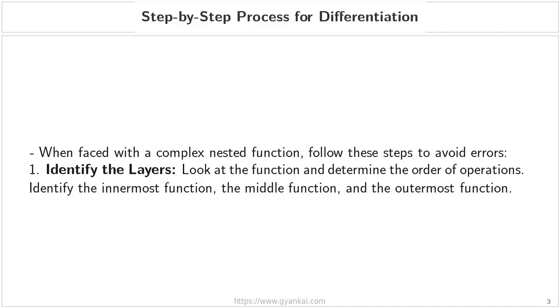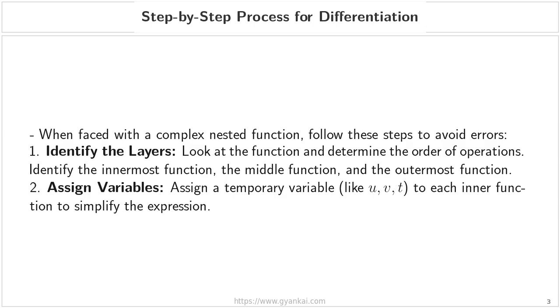Take a close look at the function and determine the order of operations. You should think of this like peeling an onion. Identify which part is the innermost function, which is the middle layer, and finally, which is the outermost function. Second, assign variables. To make the mathematical expressions more manageable, assign a temporary variable, such as u, v, or t, to each of those inner functions. This simplifies the notation and helps you keep track of each layer independently.